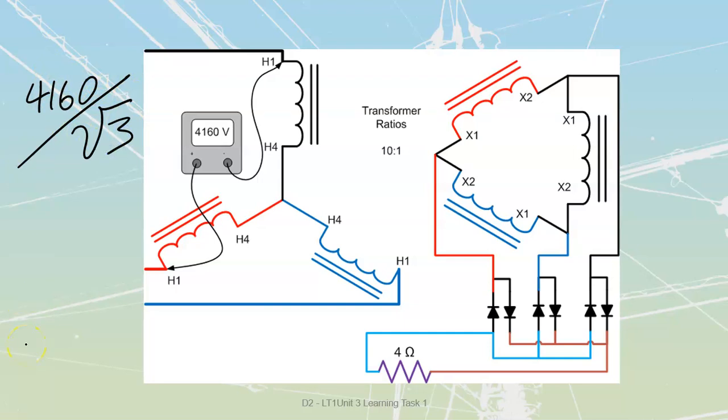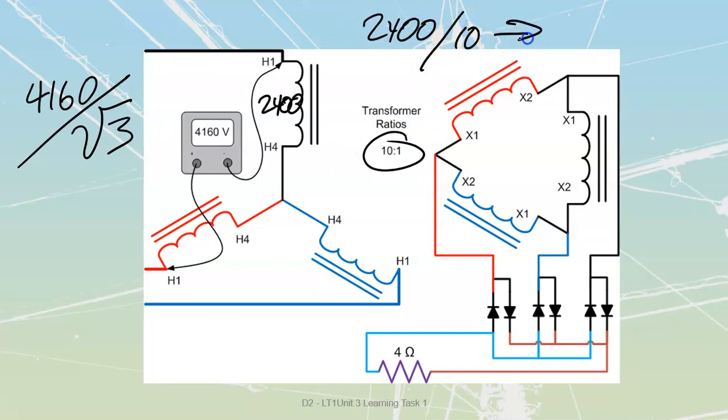4160 divided by root 3 is going to get me down to a phase value of 2400. Well, once again, transformer turns ratio of 10:1. So if I've got 2400 divided by a 10:1 ratio, it's going to bring us down to 240 volts that we are going to have on each of our secondary coils. Each of our secondary coils is 240 volts.